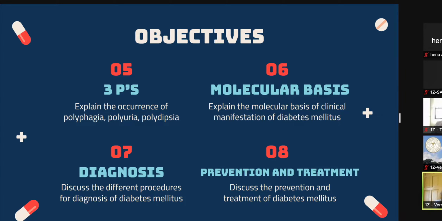Objective 7 is the diagnosis. Discuss the different procedures for diagnosis of diabetes mellitus. And number 8, prevention and treatment for diabetes mellitus.